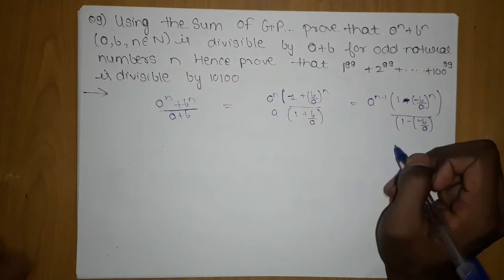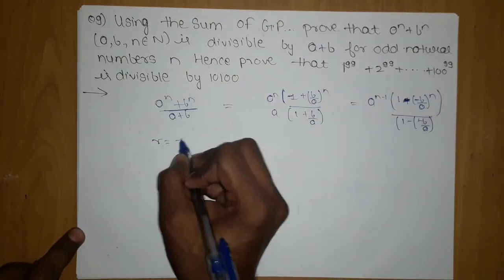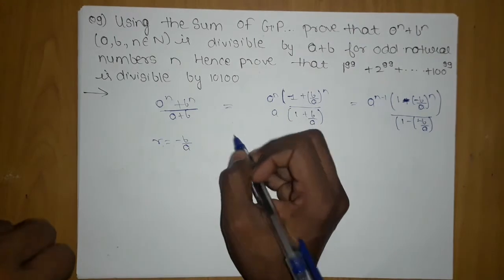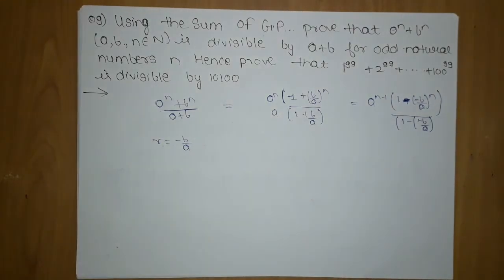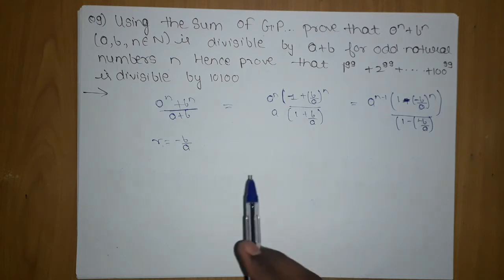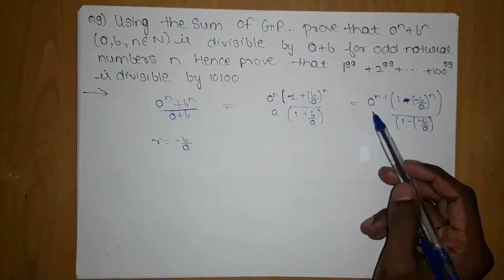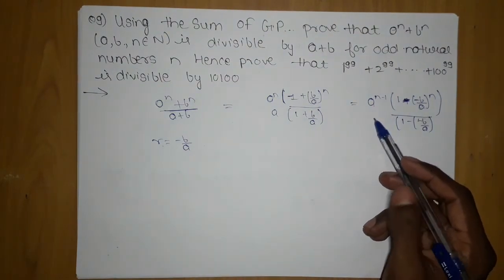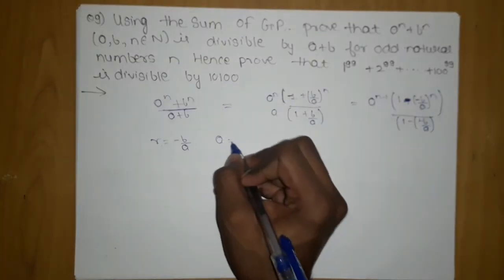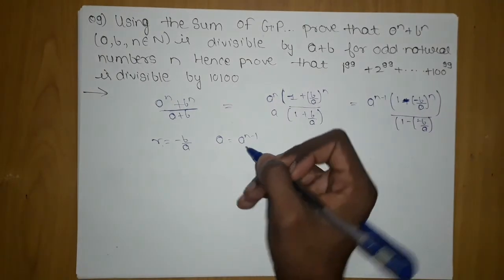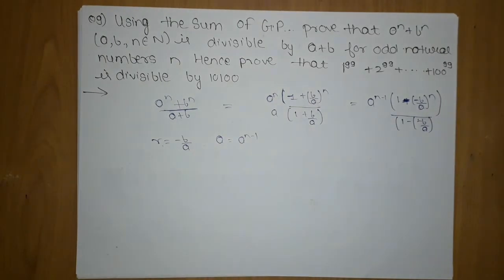Now you can see that our common ratio is nothing but minus b by a, and our first term, what is it? Think smartly. If you think, you will come to know what our first term is. A power n we have taken common, and a common, this is our first term, a power n minus 1. So our first term is a power n minus 1, our common ratio is minus b by a, and n is odd.